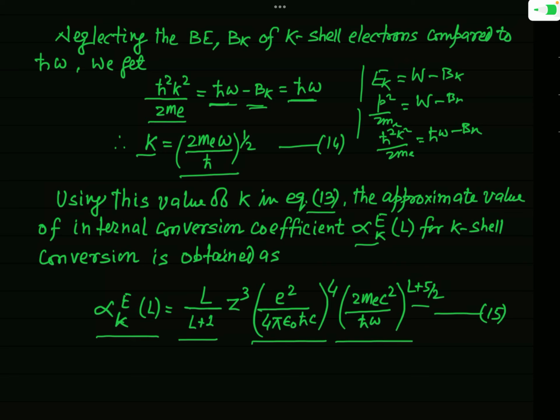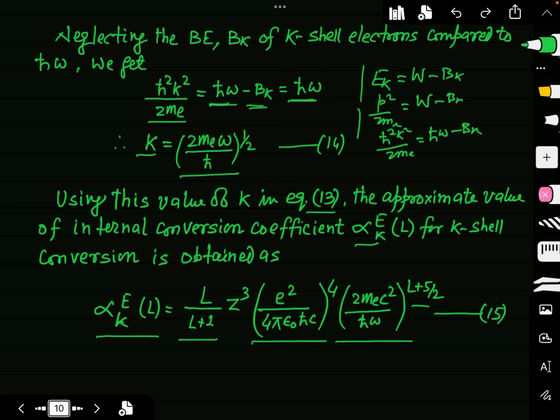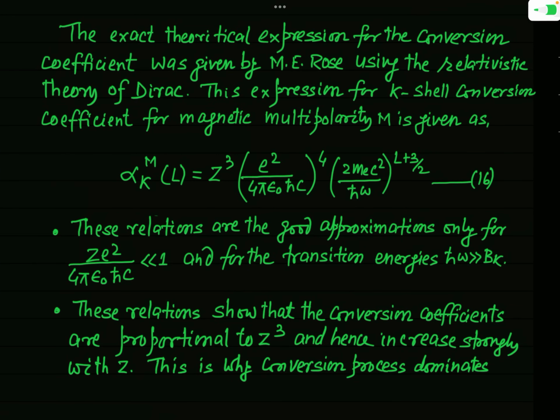Actually, I have not simplified the algebra. You have to simplify it separately, but for your examination purpose, you must remember these things and write directly, because when you do all the algebra, it will take a much larger time, and that will be just time killing. Now, this is just an approximate result. In fact, using the Dirac relativistic theory which you study in quantum mechanics, Rose found an exact result for this conversion coefficient. So I have mentioned it here.